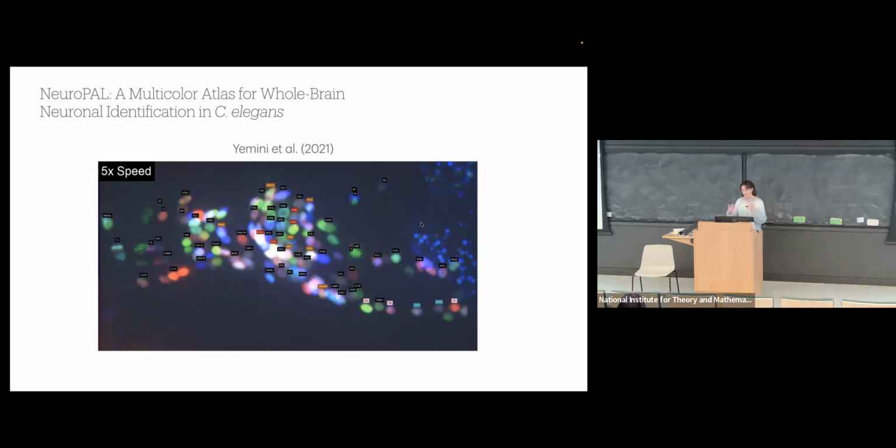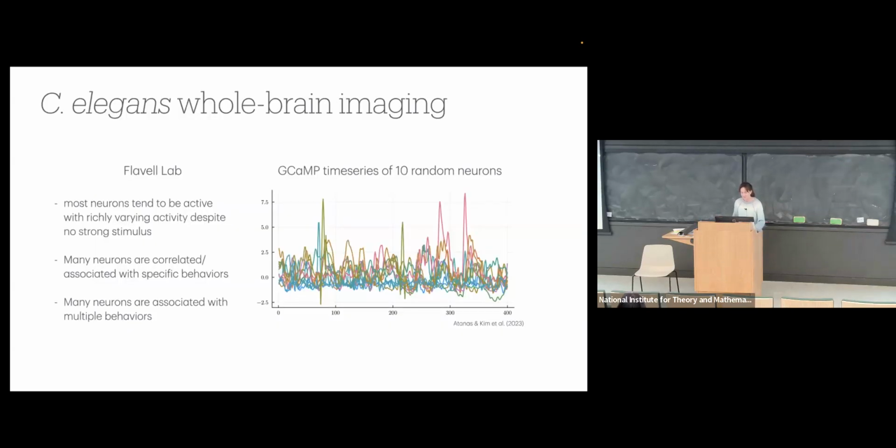Yeah, so not spiking neurons, they have a graded potential. And then here's calcium imaging of 10 random neurons. The Flavell lab has all these whole brain imaging data sets where all of the neurons are measured at the same time. And because the neurons don't spike, the calcium imaging time series are a better reflection of the voltage levels than in a spiking neuron. So that's kind of nice.